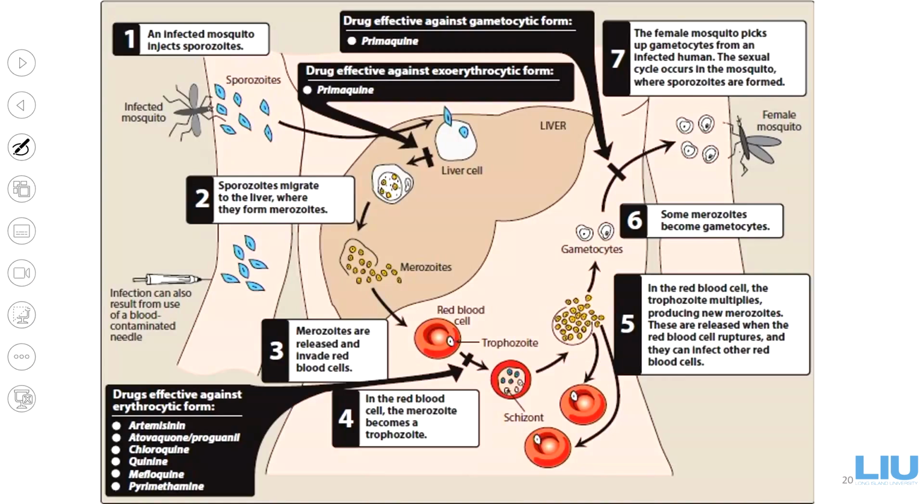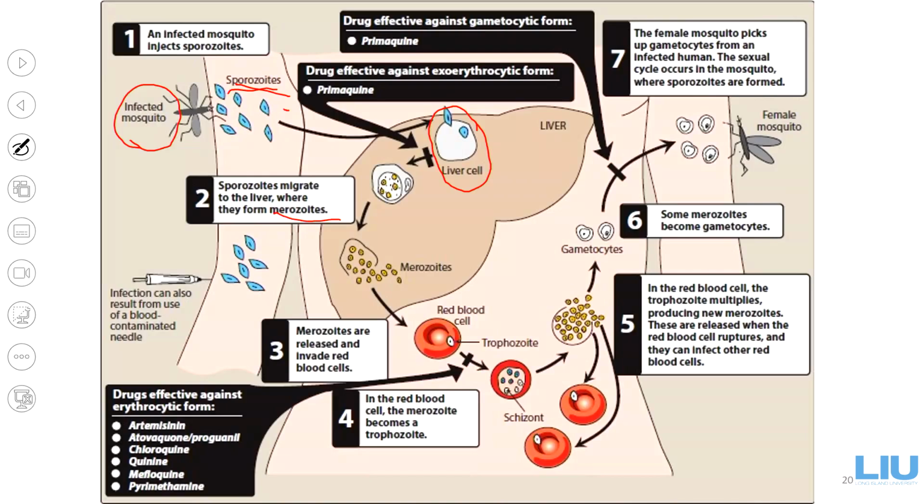All right, let's look at the life cycle of malaria. As we said, the female mosquito injects something called sporozoites, and this could also happen by contaminated needles, so you might get the same effect. Sporozoites will then transfer to the liver and infect the hepatocyte. Inside the liver they multiply and form what's known as merozoites.